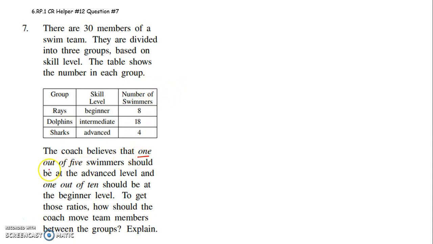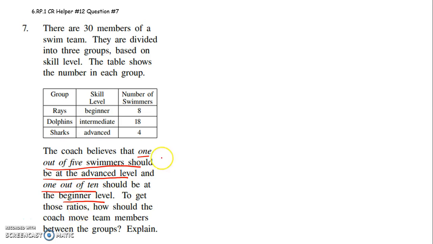Okay, 1 out of 5 should be at the advanced level. And 1 out of 10 should be at the beginner level. To get those ratios, how should the coach move team members?